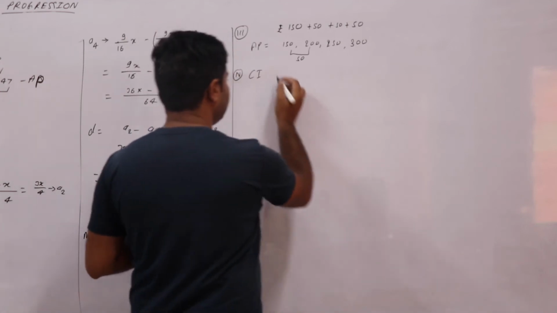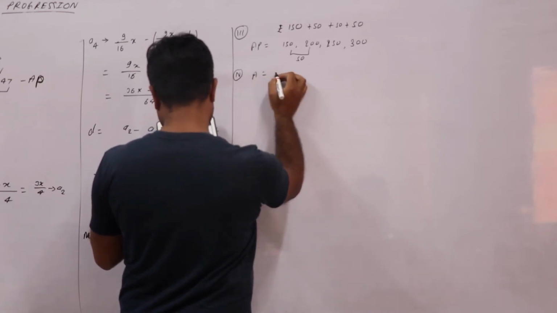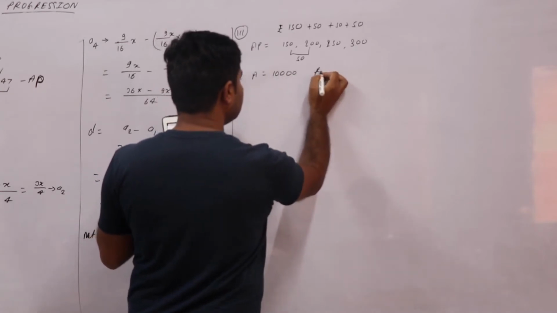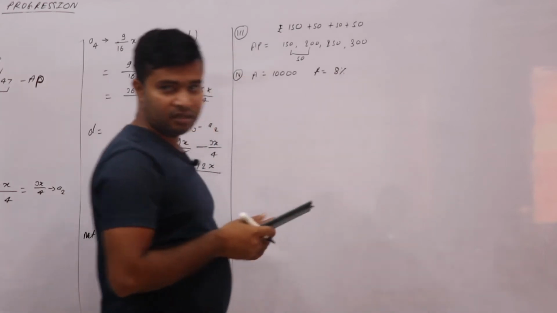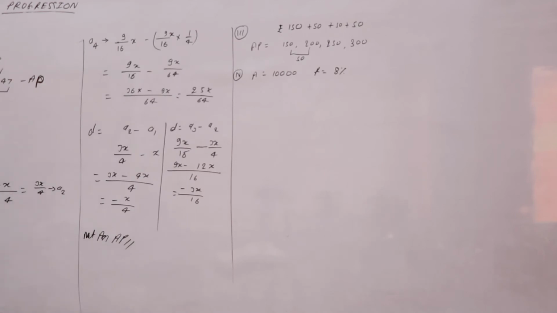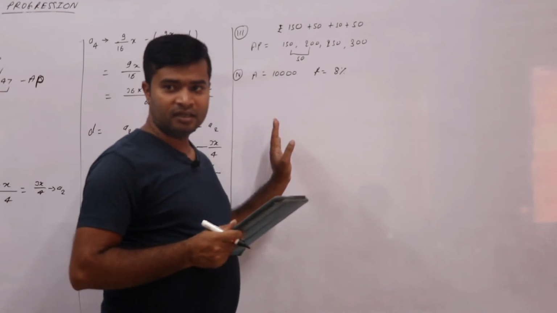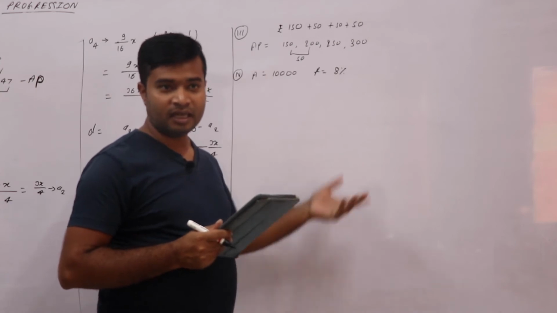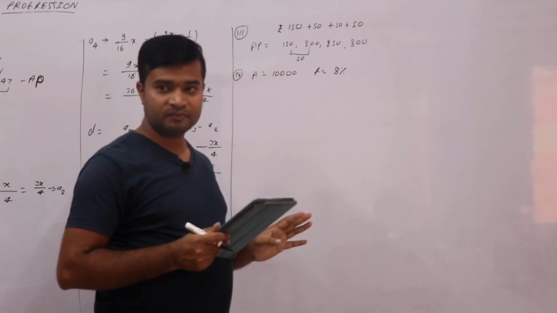See, what is given first? The amount is given, how much? 10,000. The rate is given, how much? 8%, right? So the amount is given and the rate is also given. And time is asked: what will it be in the first year, the second year, the third year. Whatever amount we get, we will check whether it is in AP or not. Yes or no?